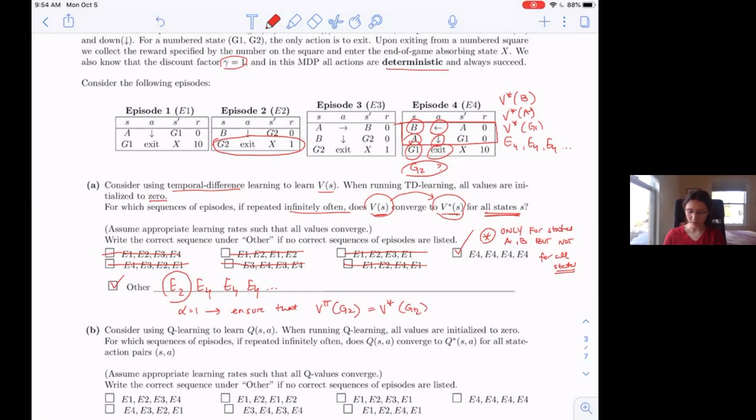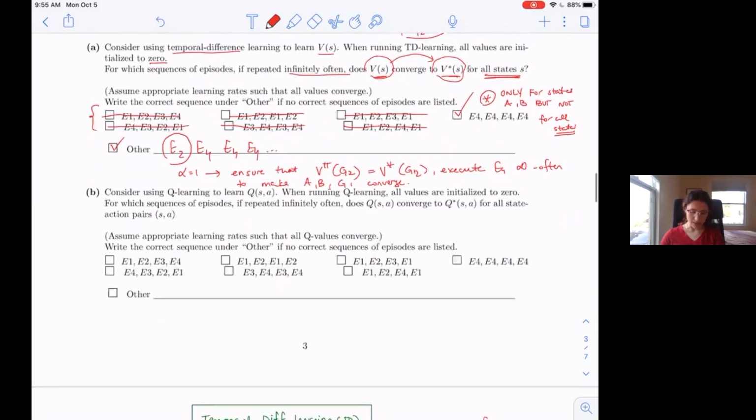And then what you can do is just execute E4 infinitely often to make A, B, and G1 converge. So that's one way of designing an optimal sequence of these episodes that help you converge to V star. But from the given answers here, none of them would truly make all of the states converge.